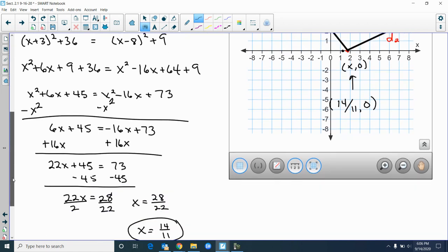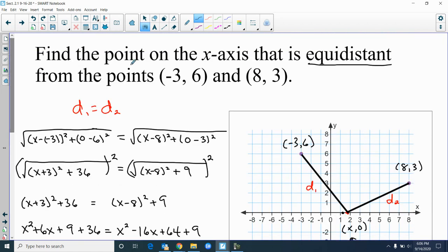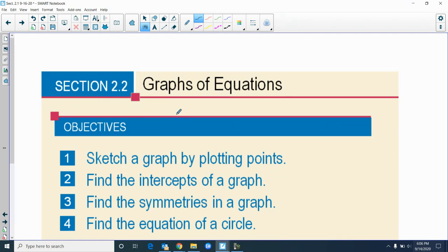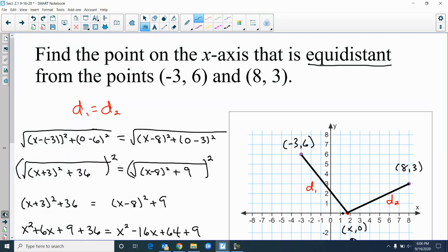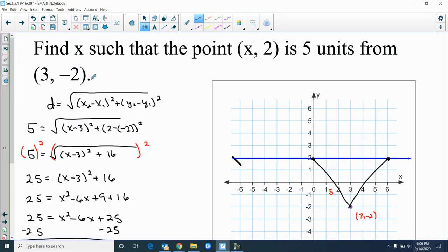All right, so that's using your distance formula. You've got to be careful when you're reading a problem. Watch what axis they want to be equidistant from. In this case here, it's the x-axis. Like I said, sometimes it's the y-axis. Okay, that was section 2.1. There's not a lot to it. Those last two problems are kind of the tougher ones of the section. Other than that, it's mostly just finding distance and midpoint.